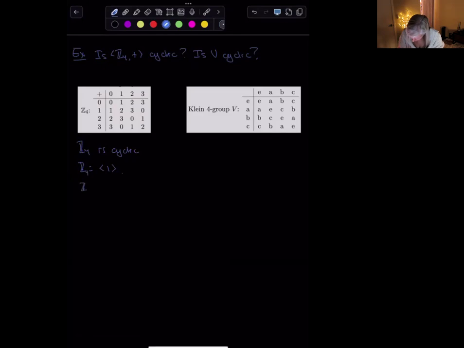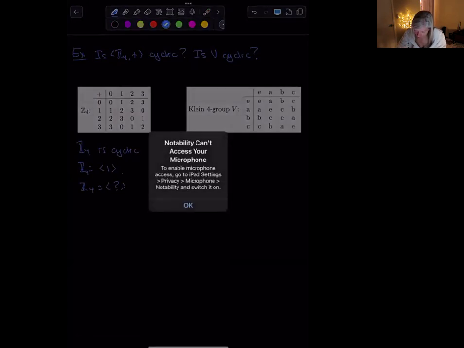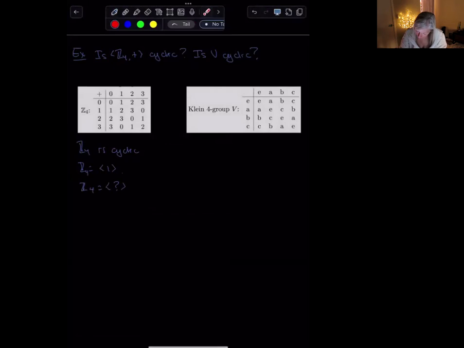Also, this might be fun to look into. Is it generated by anything else? Is there another element of this group that generates it? Think about that for a minute. Or maybe I'll give you a big hint. Could it be 2? Well, if I do 2 plus 2, I get 0. 2 plus 2 plus 2 is 0 plus 2, which is back to 2. So I just go back and forth between 2 and 0, and I never get 1. So the subgroup generated by 2 does not have 1 in it. So that's not going to be a generator of Z4.